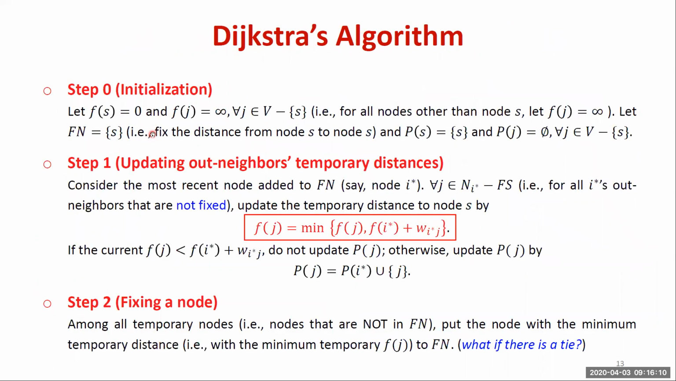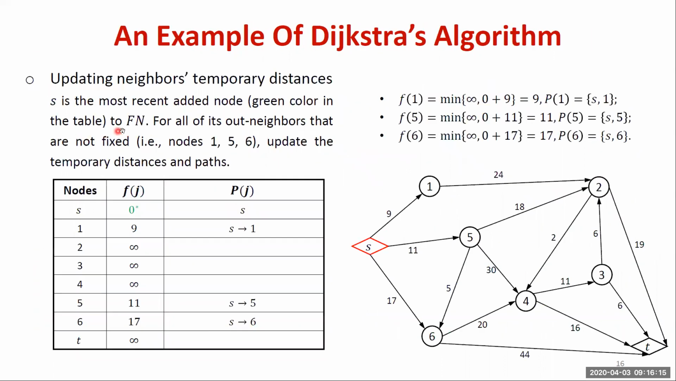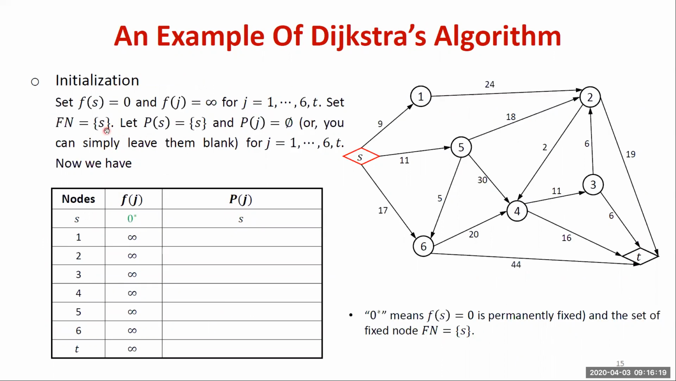Again, Fn, what is Fn? The set of fixed nodes. That means we have fixed the distance from S to S, of course. S to S itself is 0. So here we have Fs equals 0, and Fn, the set of fixed nodes, is S itself. And the Pj is itself.